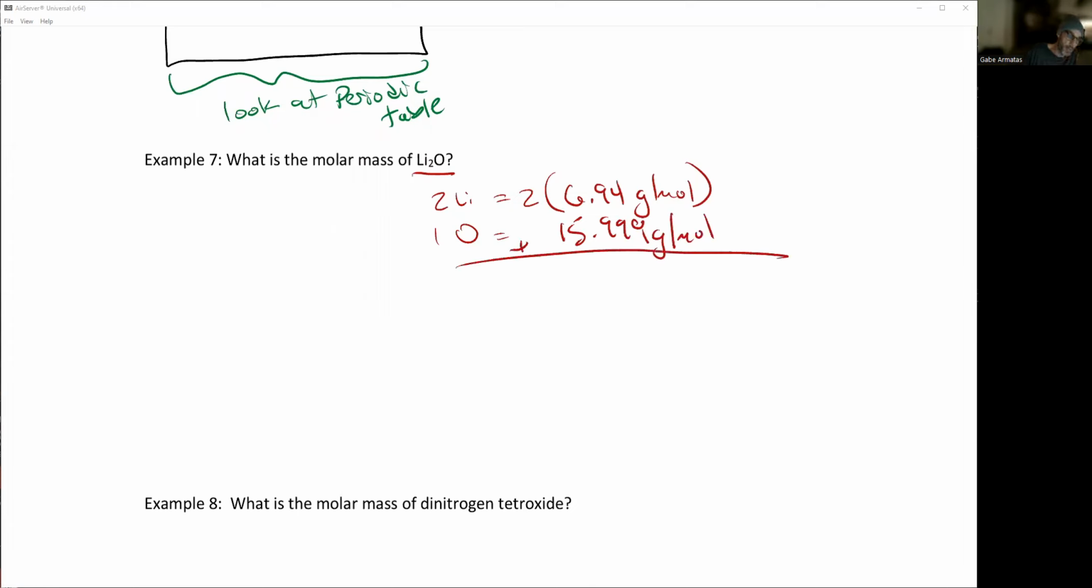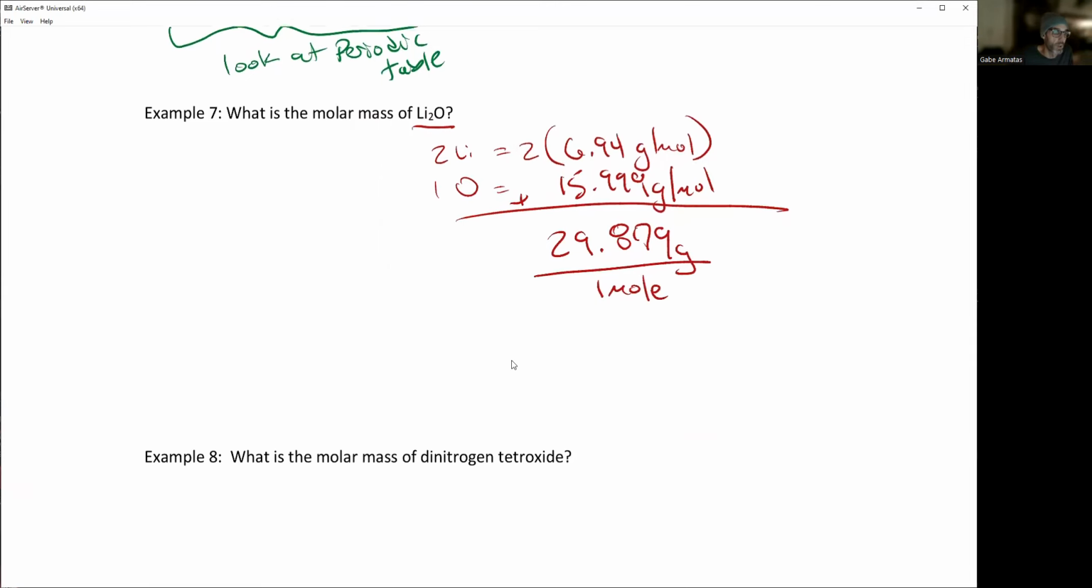Add those 2 parts up. So let's see, what do we get? Everything here, 6.94 times 2 plus 15.999 gives me 29.879 grams per 1 mole, or grams per mole, okay?